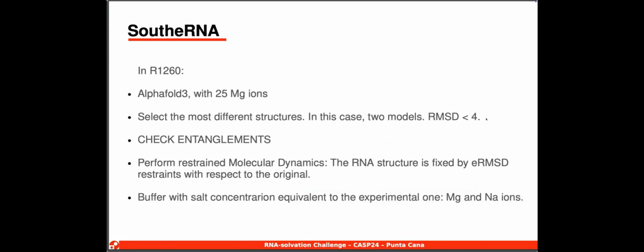Once we have the structures, which are pretty similar to the target structure that we were provided, we perform restrained molecular dynamics. Basically, the RNA is fixed or almost rigid by including ERMSD restraints with respect to the original. Then we complete the buffer with a salt concentration equivalent to the experimental one, adding magnesium and sodium ions.